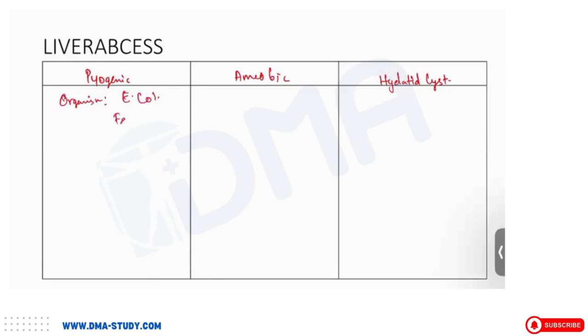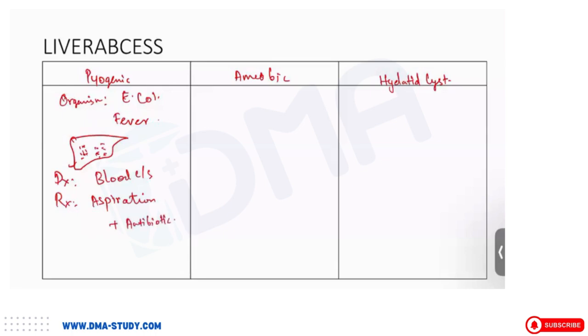Mostly associated with the pyogenics, so fever. And it may be multiple or it may be solitary. It's 50-50. Multiple abscesses will be there, and the treatment is aspiration. So pyogenic is very easy. Bacterial infection, you may see the fever and multiple abscesses, and the diagnosis is by blood culture, obviously, and the treatment is aspiration. Along with blood culture, if some organism is showing up, you need to initiate the antibiotics. Okay, that's it.